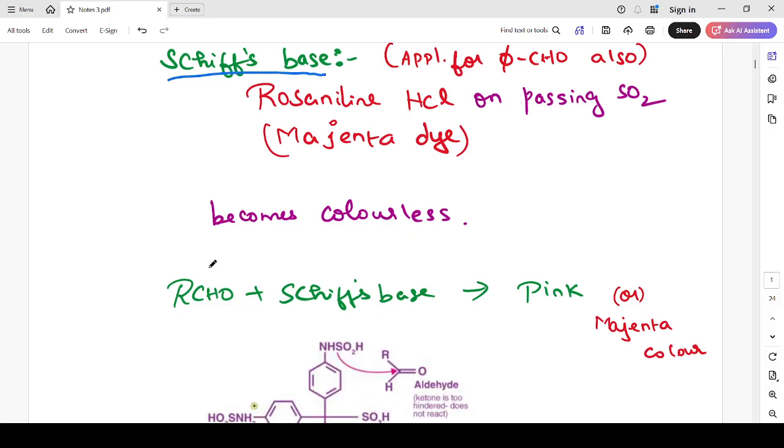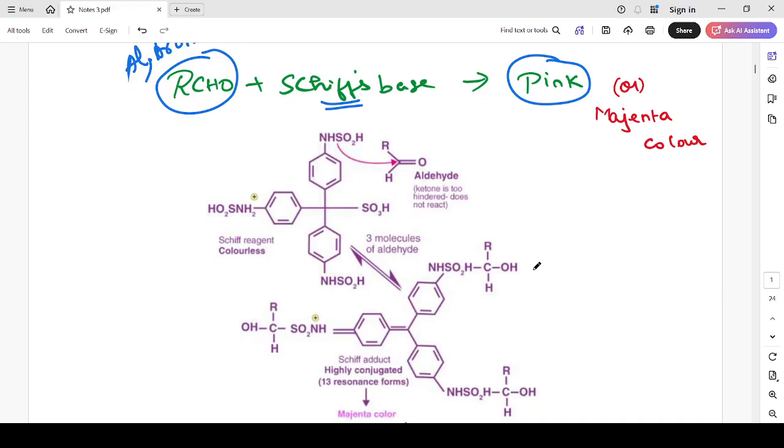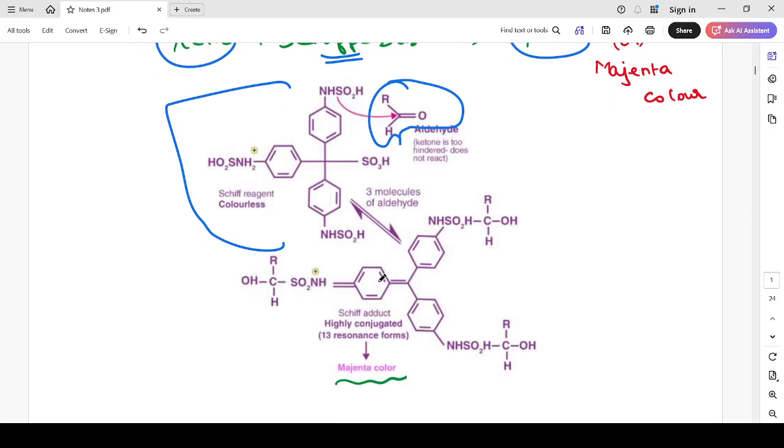So what we have is an aldehyde. You can use both aliphatic as well as aromatic aldehyde for this. Treat it with Schiff's base and it generates pink color. So when you have aliphatic or aromatic aldehyde and treat it with Schiff's base, it will form pink or magenta color. This is your Schiff's base, and you're treating it with an aldehyde, where it forms magenta color.